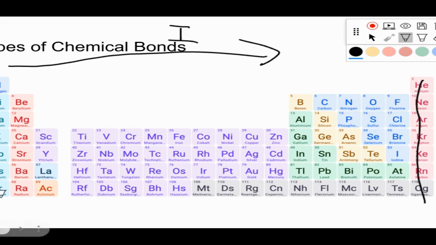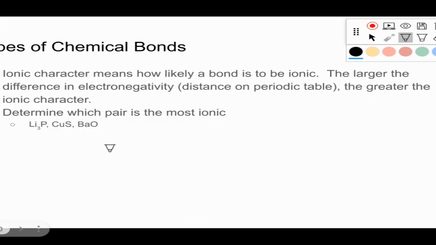So if we know that this is the least electronegative and this is the most electronegative, and these two things are about as far apart as they can be, lithium to fluorine would be the most, then these would be considered to have the greatest ionic character because they would have the largest electronegativity difference. And so which one is the most ionic? We're going to say barium and oxygen. It's all based on how far apart they are on the periodic table.